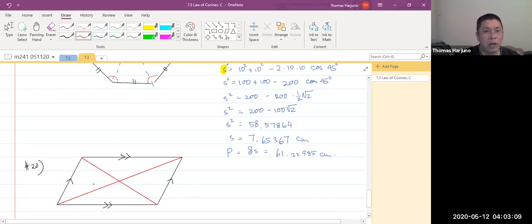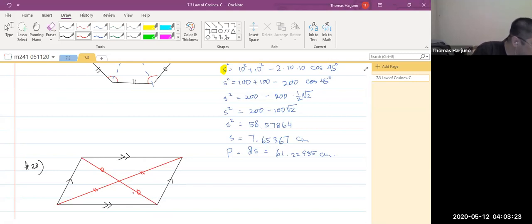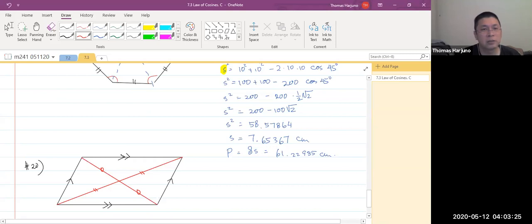So when I say the diagonals bisect each other, it means this segment is congruent to this one, and this one is congruent to that one. Now, they say that the diagonals are intersecting at 60 degrees. So where's the 60 degrees, Thomas? Well, the angle must be this one or that one, right? But the 60 degrees must be the one facing the shorter side. This is the 60 degrees.